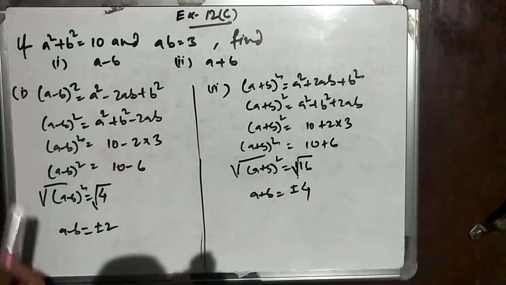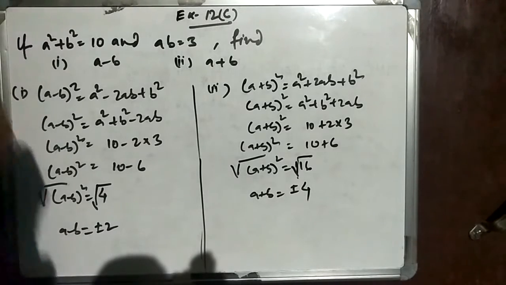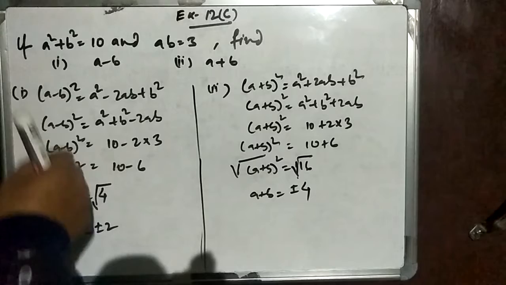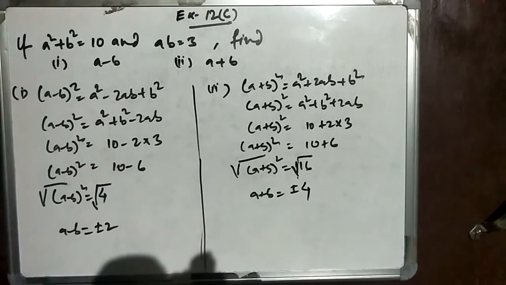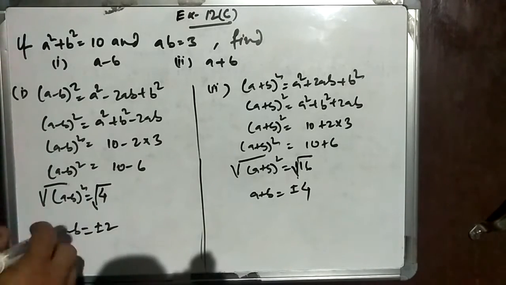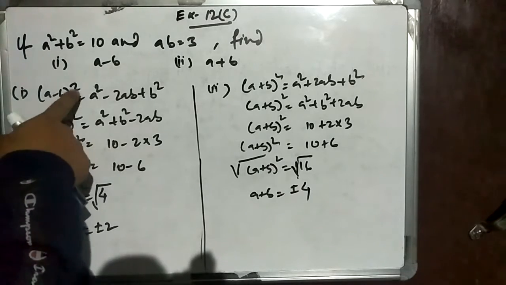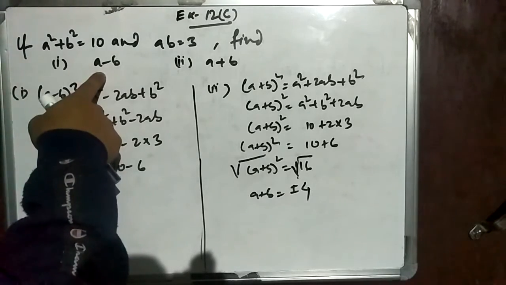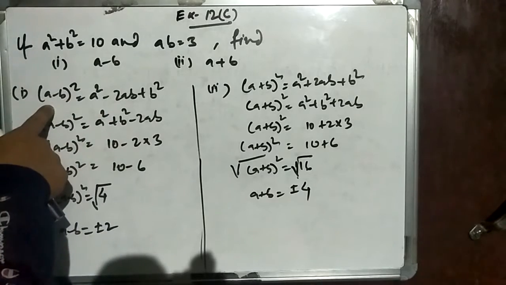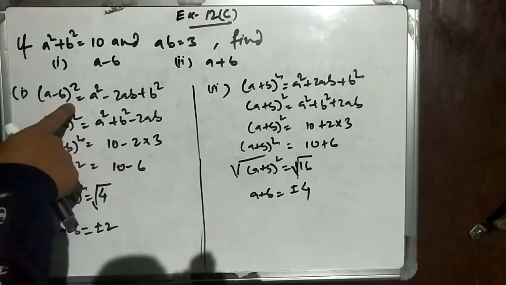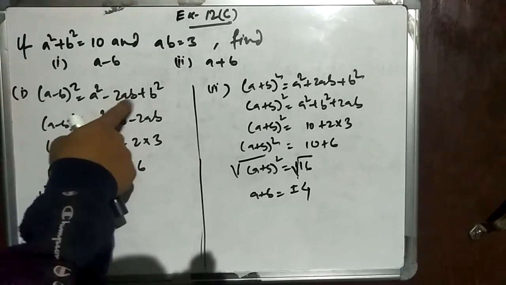As you see here, we are doing the identities exercise, so we have to follow the formulas. First we have to take the formulas as we have here from the exercise. (a minus b) whole square equals, as we have here a minus b, we'll take this one: (a minus b) whole square equals a square minus 2ab plus b square.